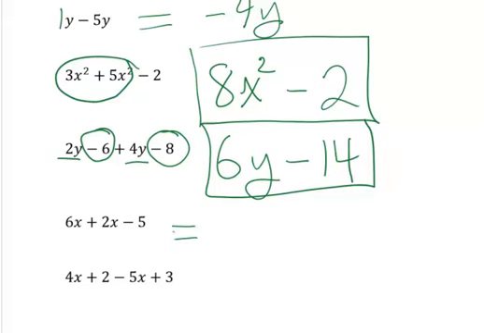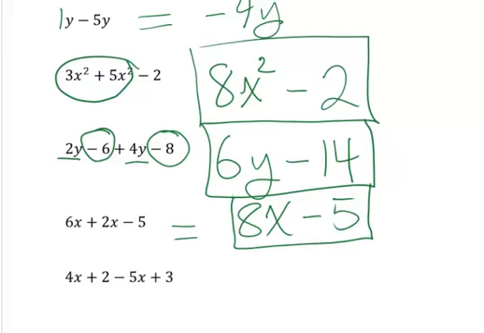For the next problem here, again, I'm going to go ahead and combine my like terms. 6x plus 2x is going to leave me with 8x. I cannot do anything with a minus 5, but again, it's part of my answer, so I need to bring it down.